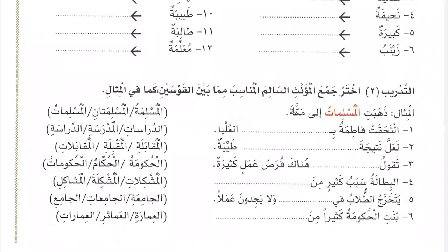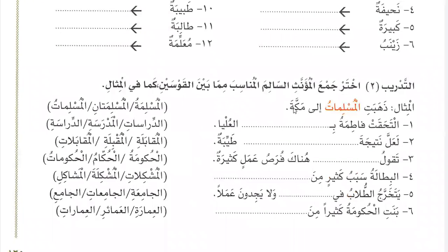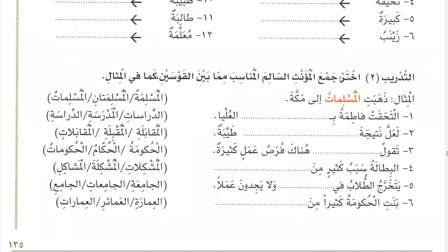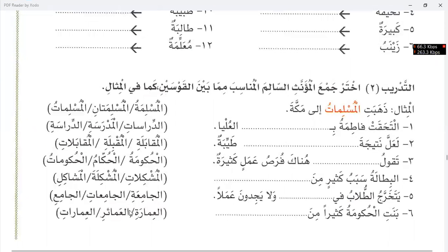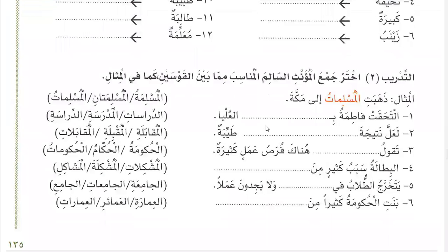Choose the appropriate jama monas salim from what is between the two brackets, like in the example. For example: the Muslim ladies went to Makkah. So you just need to choose jama monas salim from these options here, okay? Next, Miss Kinza, your turn. Assalamu alaikum wa rahmatullahi wa barakatuh. Wa alaikum assalam.